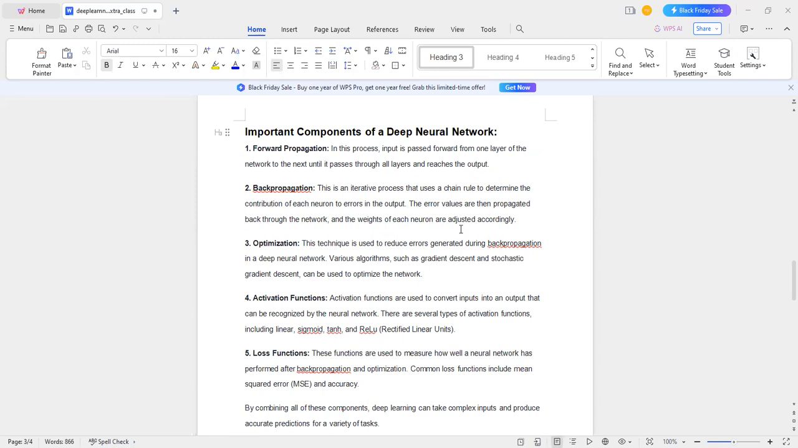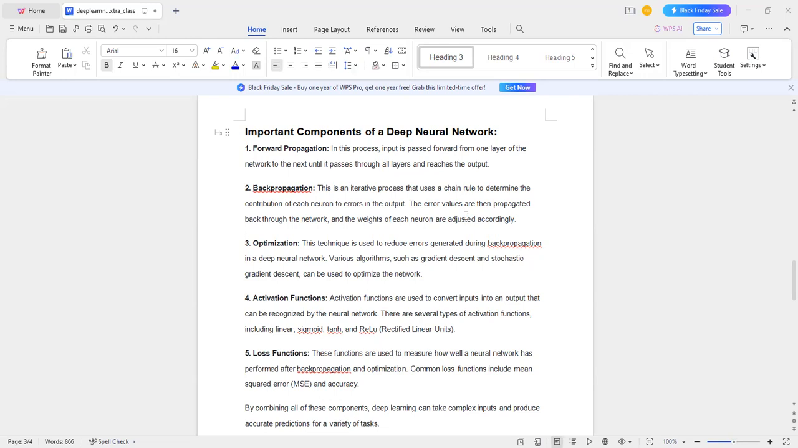Our next topic for today's session is deep neural network. In deep neural network, we have some of the important components. The first one is forward propagation. Forward propagation is responsible for the process where input is passed from one layer to another in a network, and it continues to pass it to all the layers until the computation is done and we finally reach the output.